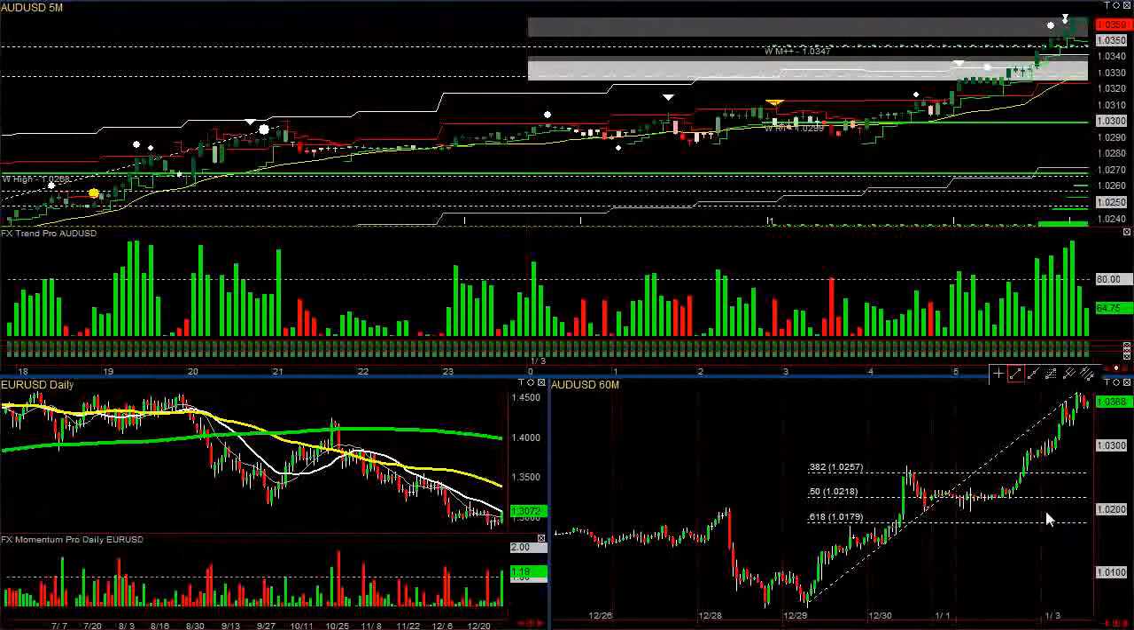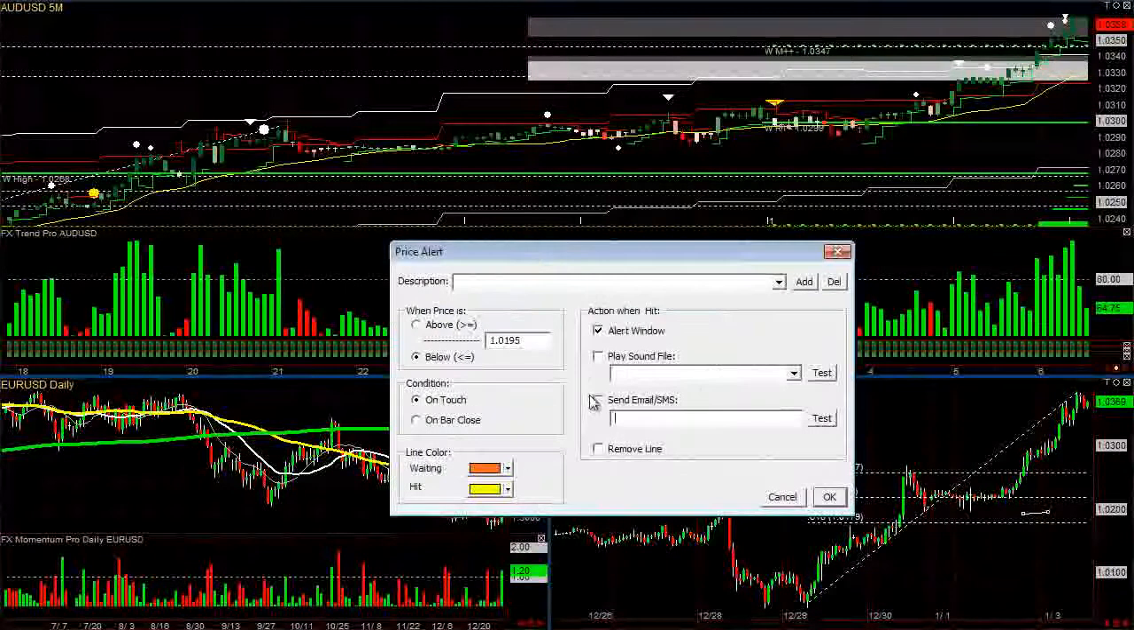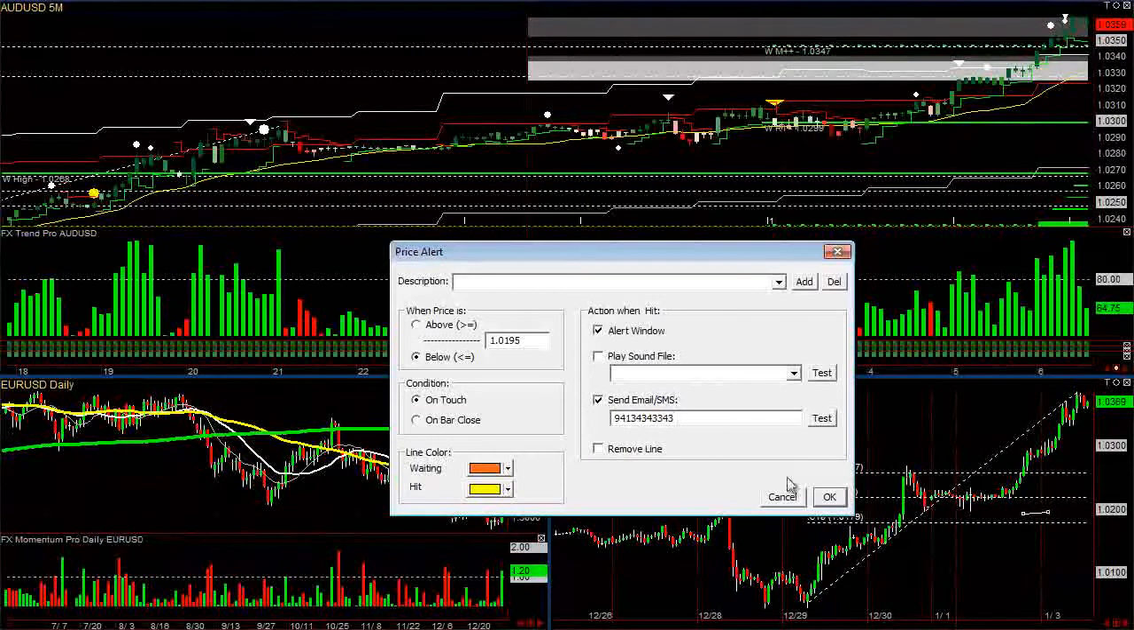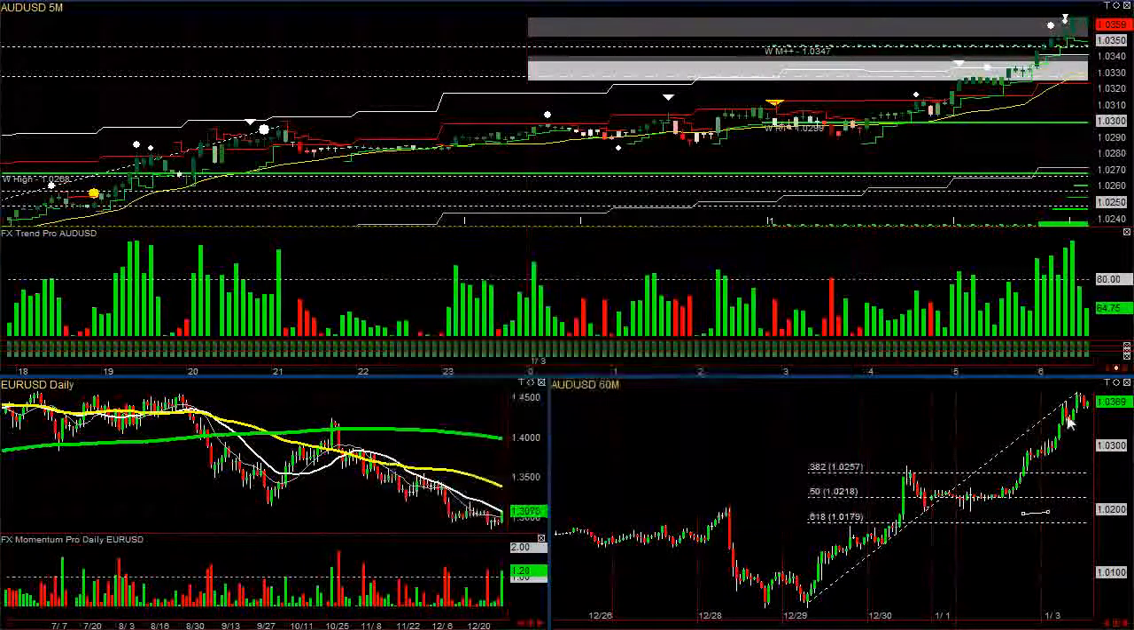A lot of times people are busy with their jobs, families, life. You can't watch the markets all day long, so you can just simply draw a regular line on your chart, right-click on it, create an alert, and have it go to your cell phone. If you put in your cell phone address, I'm just typing in some numbers here, you can get a cell phone alert when the price comes to your area. Wait for price to come to your area, and you'll do a lot better trading.